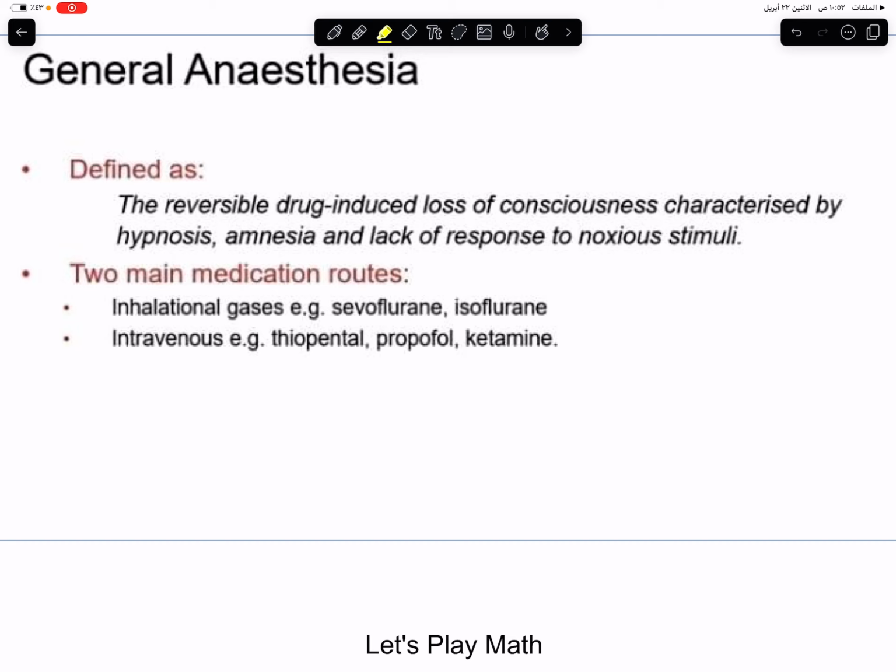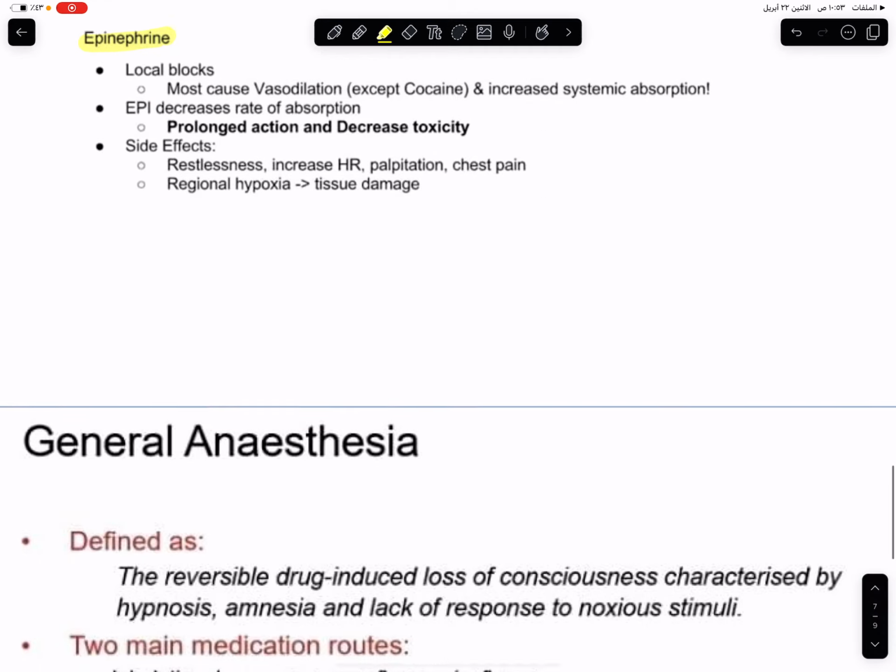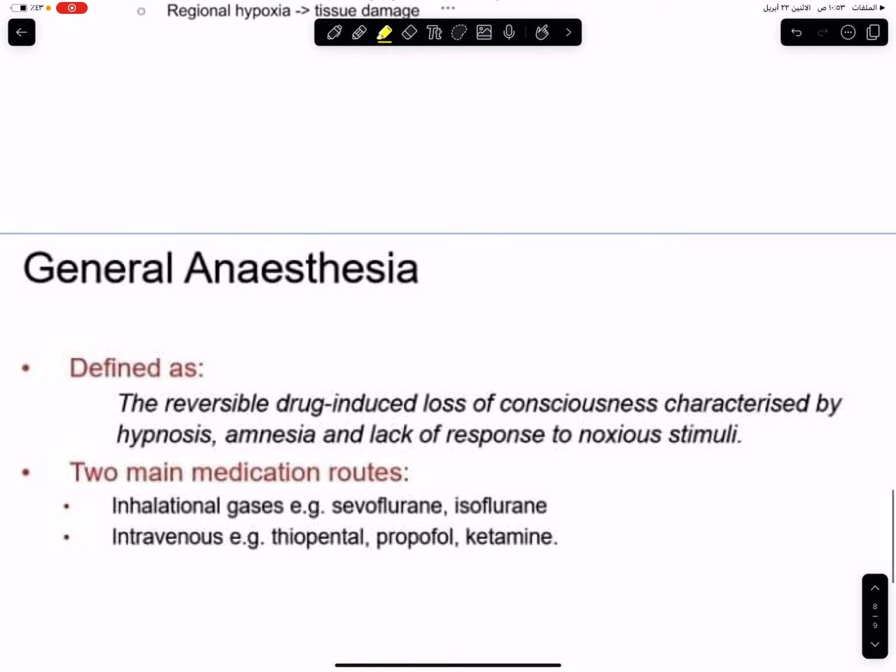Some of them are given as injectables, some by inhalation. Inhalational gases are sevoflurane and isoflurane. Mostly, as Faisal said, in children we use inhalation. They are quite safe, sevoflurane or isoflurane. Mostly we use sevoflurane. Intravenous, we have thiopentol, propofol, and ketamine.